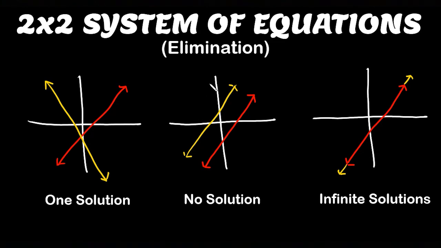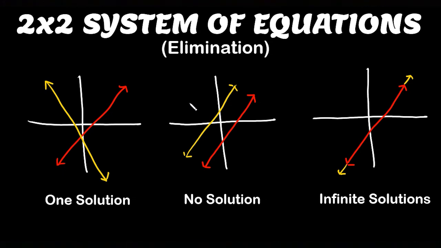Okay, so in this video, we're going to be talking about solving a 2x2 system of equations using the elimination method. A 2x2 system of equations means you have two equations and two variables, and you're trying to figure out where these two lines are going to intersect. We call that your solution. The intersection point is going to be your solution.